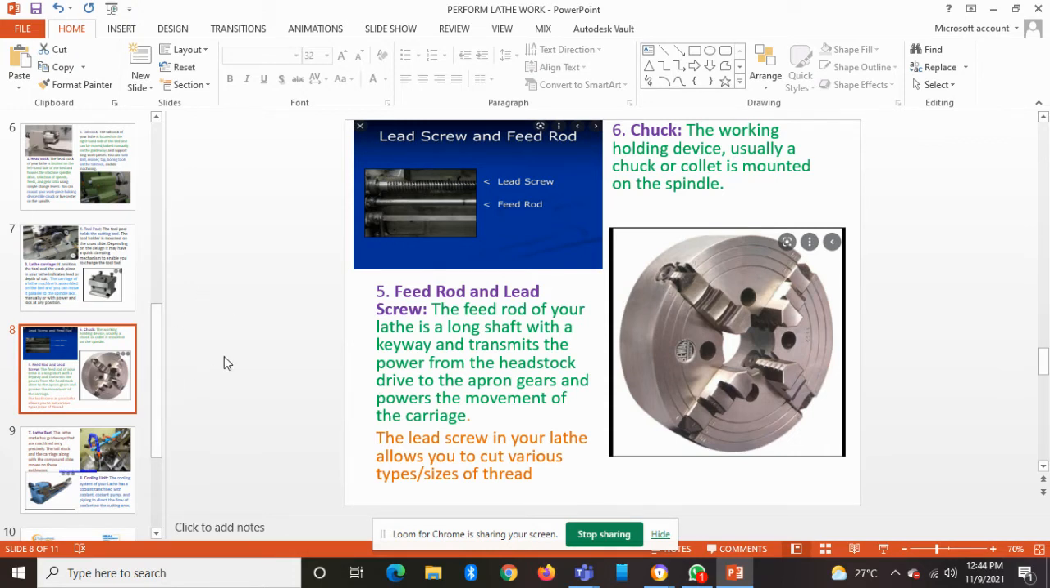The next part of the lathe is the chuck. The chuck holds the workpiece. Usually a chuck is a collet mounted on the spindle. That's an illustration of it. This one is an illustration of a chuck.